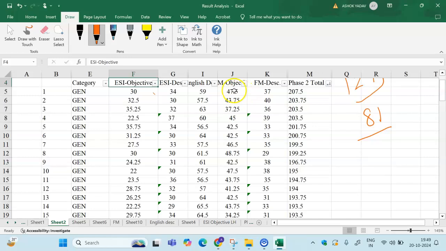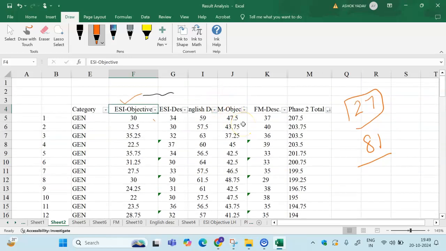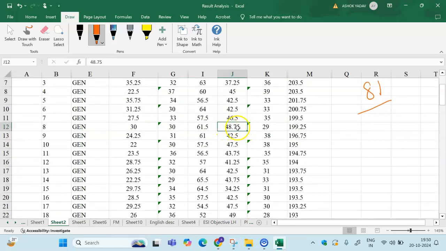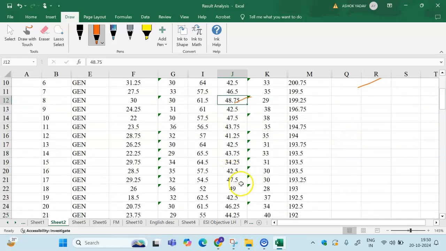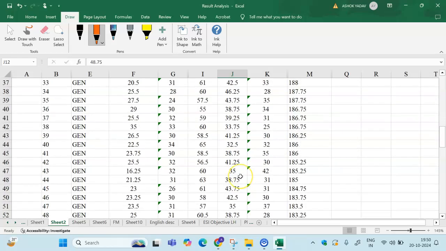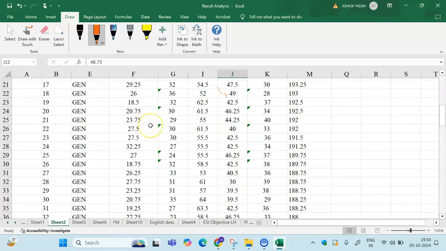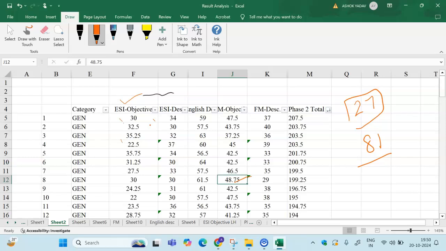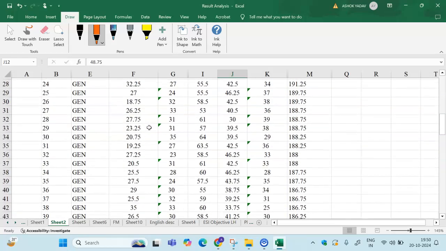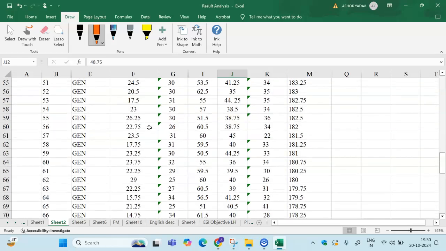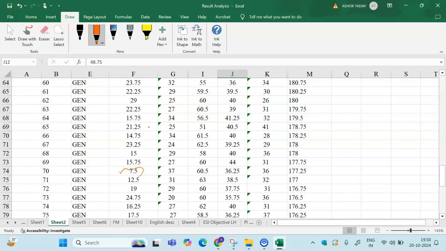If we talk about the FM objective score last year, 47.5 is the candidate who has the highest marks in Phase 2, then 48.75, then again 49, and one candidate I think had 50 out of 50 in this FM objective. Same thing you can see in the ESI objective: 30, 32, 35, 29, and even one candidate had only 7.5 marks. Still he or she was selected. So even if you have a low score in the ESI objective, you still have a chance to get into the interview list.